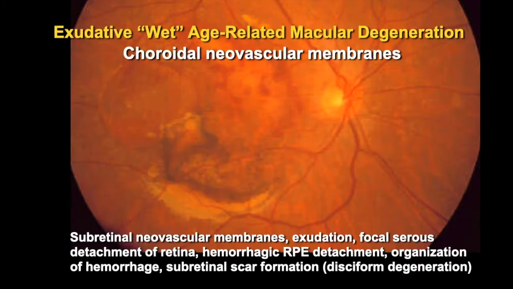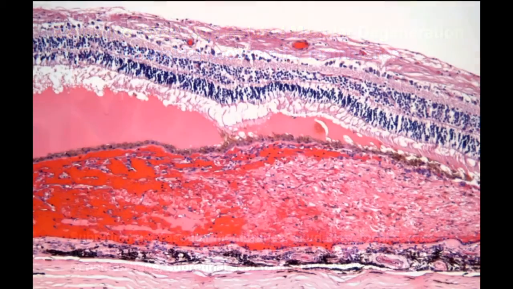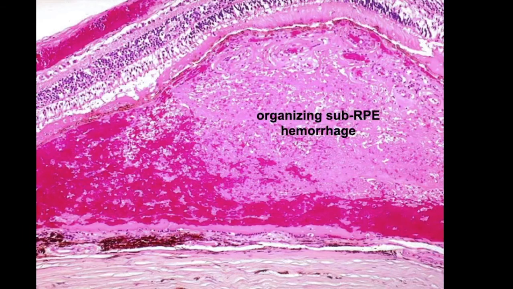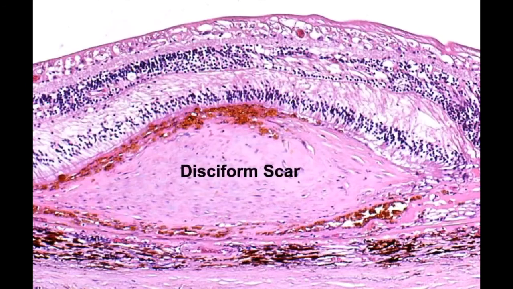The subretinal neovascular membranes leak, leading to retinal edema, exudation, hemorrhage, focal serous detachment of the retina, and hemorrhagic detachment of the RPE. Subretinal hemorrhage can undergo organization and fibrosis. In the late stages, this can progress to disciform scar formation, essentially a solid collagenous detachment of the retina.